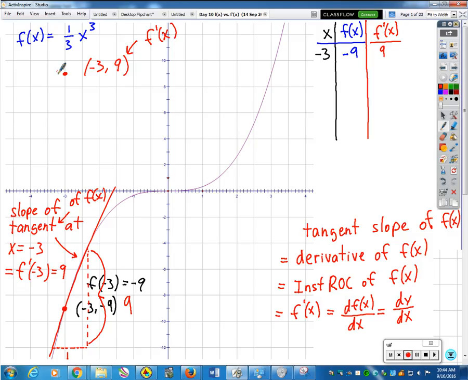So we can keep doing that. For example, we can go to the next point. Let's just go to negative 2. So let's see, negative 2 is right here. So that's about here. Somebody, what's the y coordinate when x is negative 2? Looking for a hand.